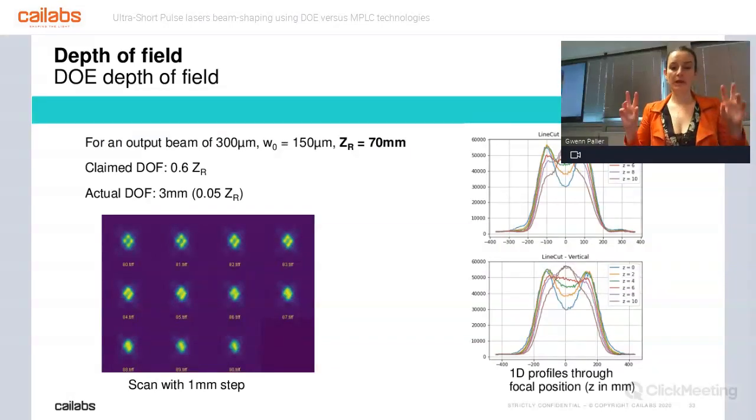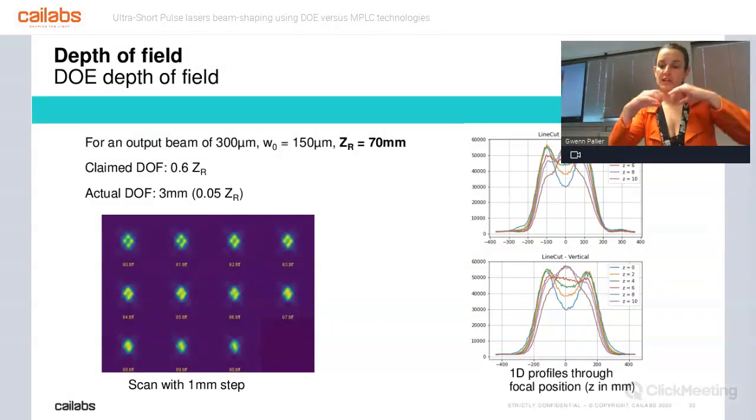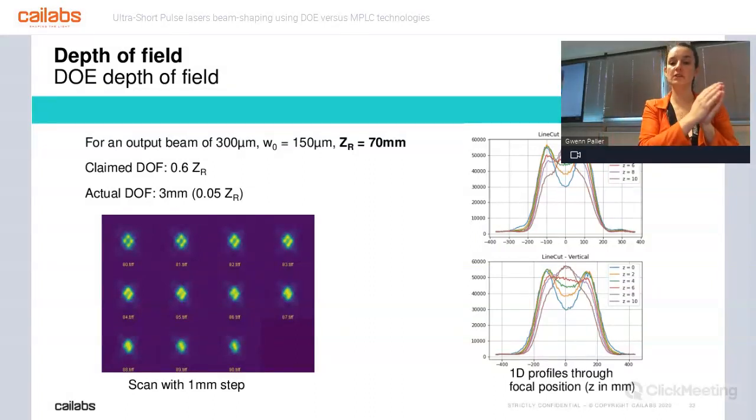So we will start by a screen. We are using a DOE of 300 micrometers. The equivalent Rayleigh range is 70 millimeter, and we will screen over the depth of field by step of 1 millimeter. What you can see in the image on the right is that very quickly the quality will degrade. You will have more energy at the output of the top hat in one direction, and you will have more energy in the center in the other direction.